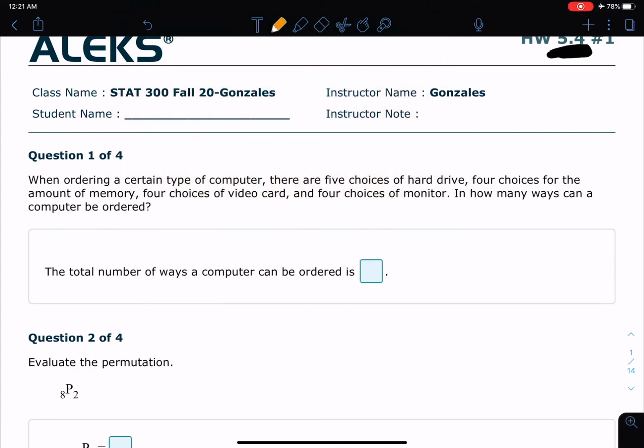We'll start with this color. There are 5 choices of hard drive. Whoops, and of course I make that mistake every other time, it seems like. There are 5 choices of hard drive. So let me go ahead and write down hard drive. And there's 5 choices of that.